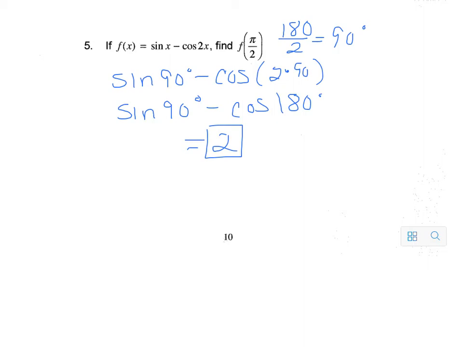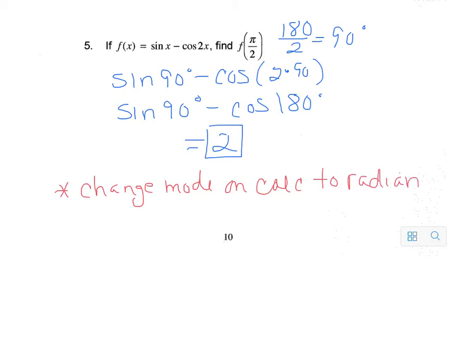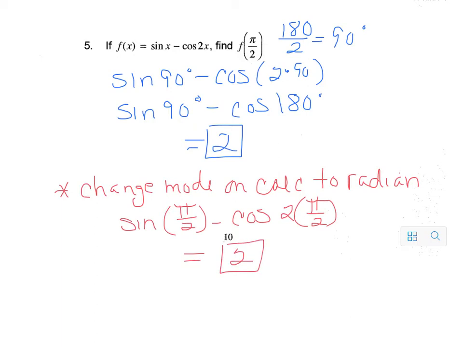So if you change the mode on your calculator to radian, you could have put it in as sine of pi over 2 minus cosine of 2 times pi over 2. And if you do that, you would get the exact same answer.